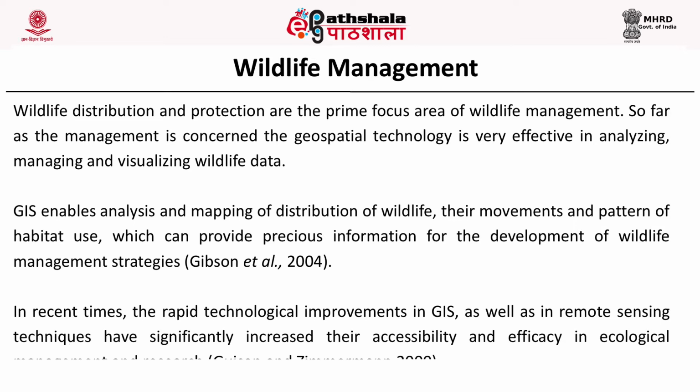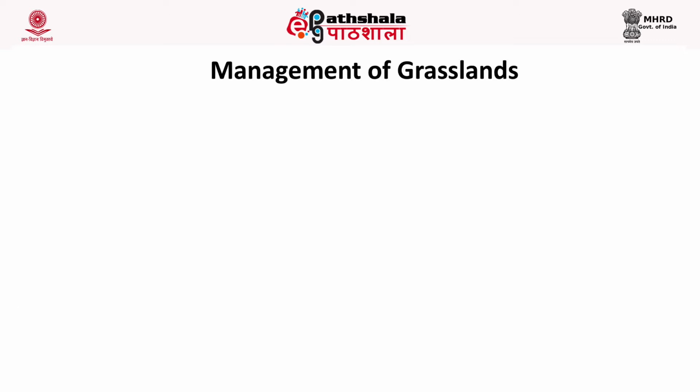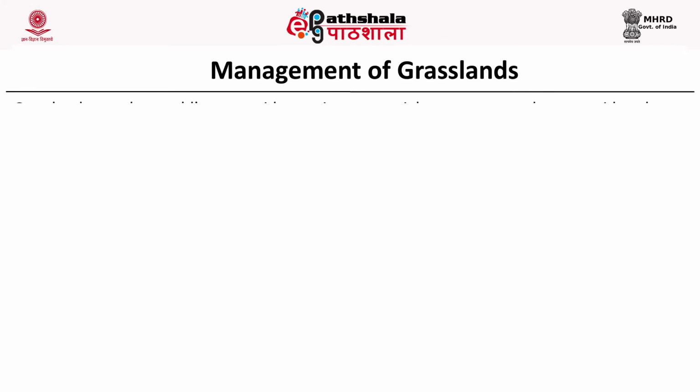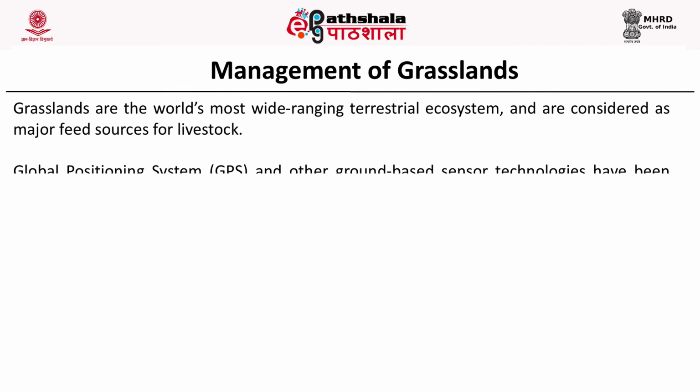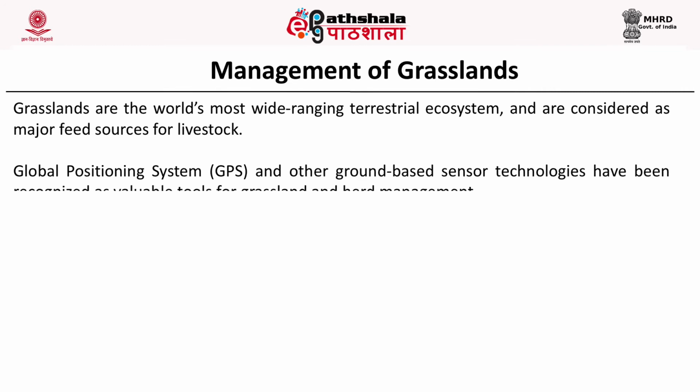In recent times, the rapid technological improvements in GIS as well as in remote sensing techniques have significantly increased the accessibility and efficacy in ecological management and research. Now coming to the management of grasslands, they are the world's most wide-ranging terrestrial ecosystem and are considered as the major feed source for livestock. So GPS and other ground-based sensors have been recognized as valuable tools for grassland and herd management.